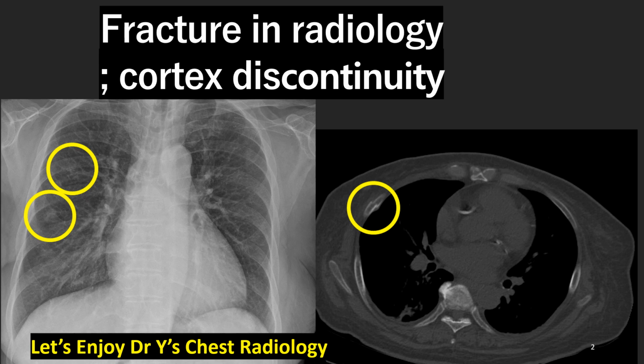Please look at the left frontal radiograph. In the yellow round, we see discontinuity of frontal arc of two ribs. That is fracture, rib fracture, and we can confirm it on the actual CT image on the right side. Outer cortex and inner cortex, both cortex are discontinuous. That is fracture.